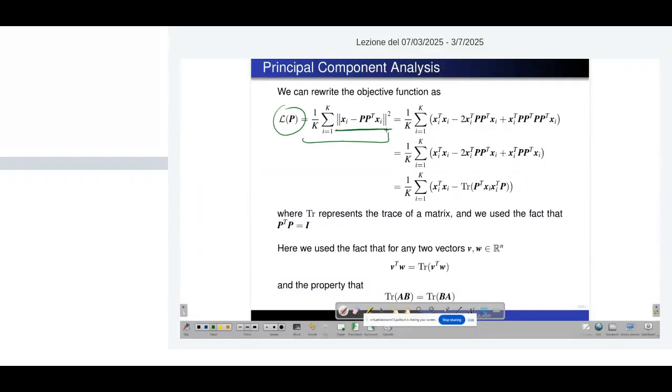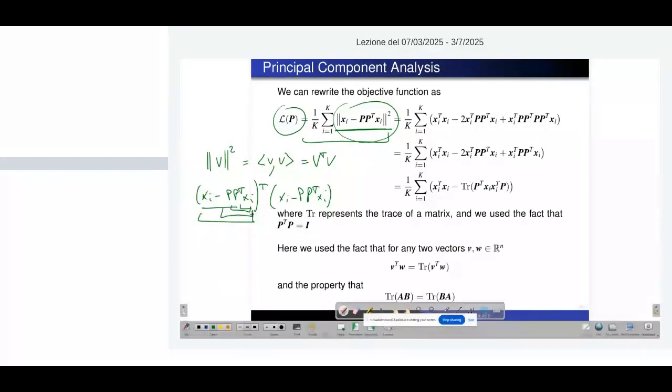We first observe that if we have a vector v, the square norm of v corresponds to the scalar product between v and itself, which we said we can express in this way. Which means that this norm can be written as this vector transpose times the same vector. This is a vector because this is a vector, this is a vector, and the difference between the two is a vector. So this is a scalar product between two vectors. It's a square norm of a vector.